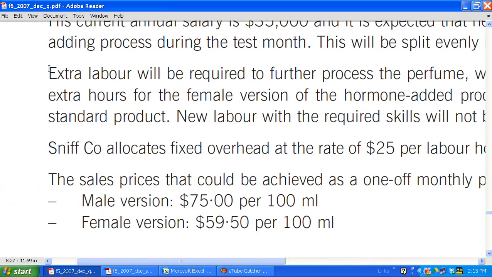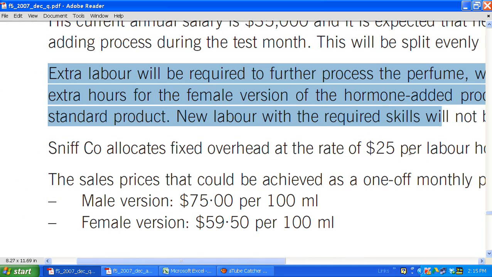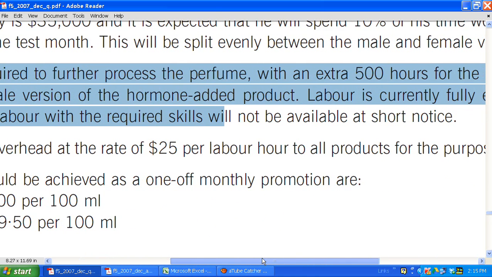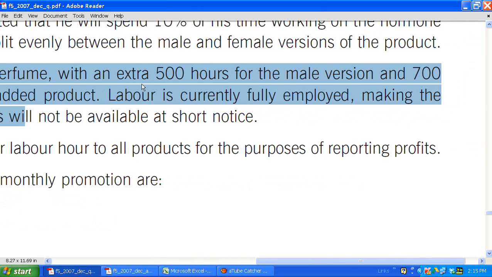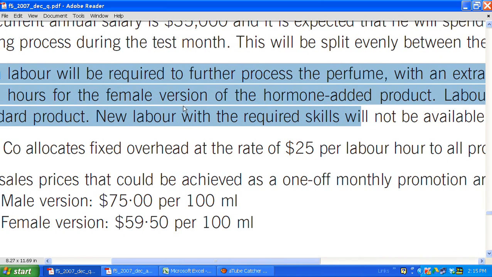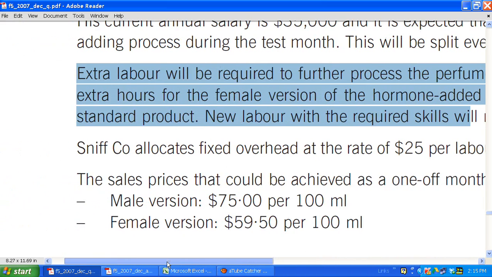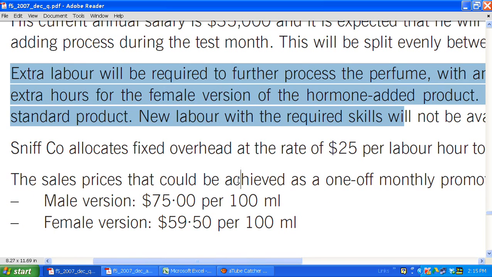Okay, the statement is right here, this paragraph here. If you're looking at your paper, look at that paragraph. Extra labor will be required to further process the perfume: 500 hours for the male version and 700 hours for the female version. So for the relevant cost of labor, the first question you need to ask is: is there spare capacity?